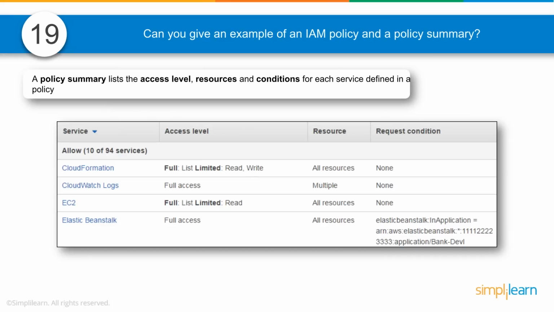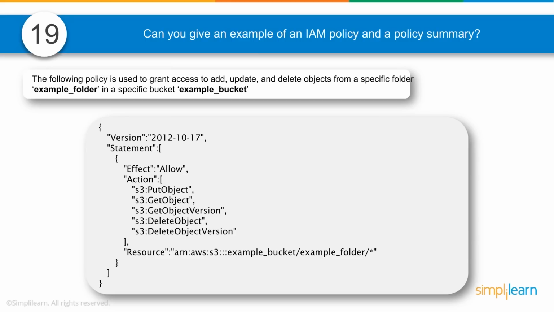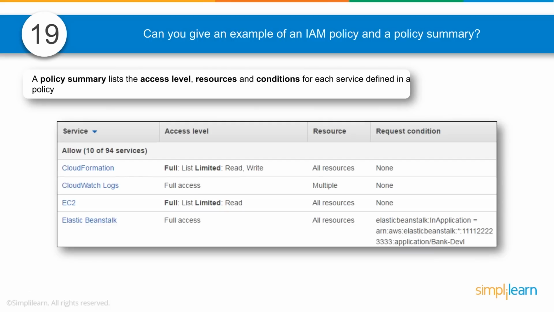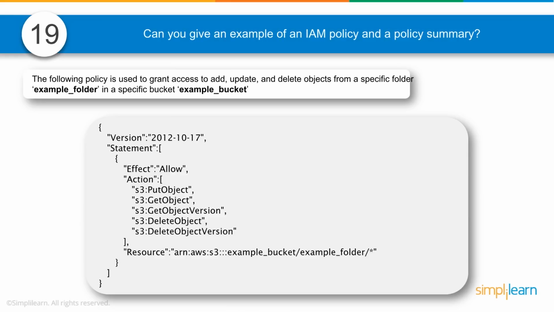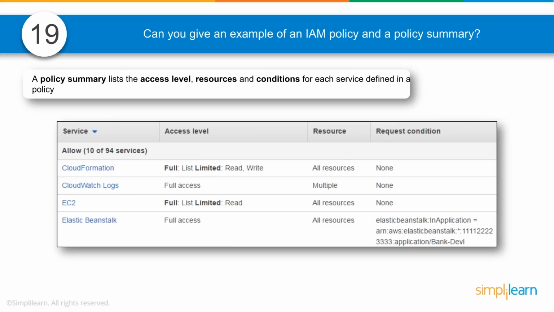On the other hand, the policy summary is a list of access level, resource, and conditions for each service defined in a policy. So an IAM policy is all about one particular resource, and the policy summary is all about multiple resources. The IAM policy was only talking about one particular S3 bucket. Here it talks about CloudFormation template, CloudWatch logs, EC2, and Elastic Beanstalk services. A summary of resources and the permissions and policies attached to them. That's what a policy summary is all about.